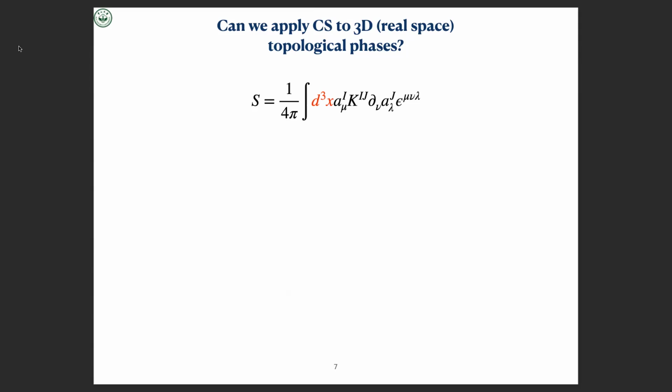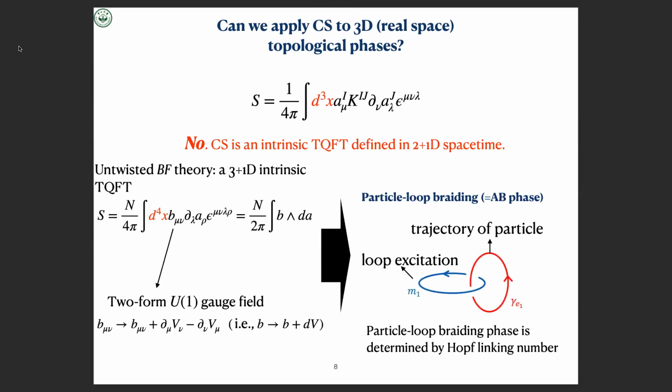Because we are the new generation of topological order fans, we have to survive by doing something beyond 2D. So we want to do some higher dimensional, maybe 3D or 4D, 5D, right? So here we want to ask this question: can we apply the Chern-Simons theory to 3D? Of course, we cannot, because this space-time integration is 2+1D. So we cannot directly use this theory to describe 3+1D theory.